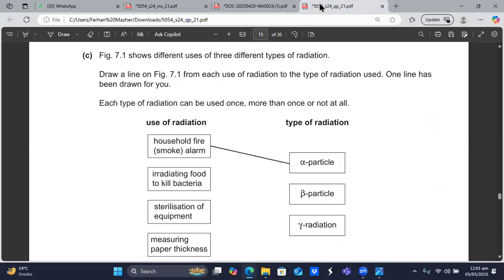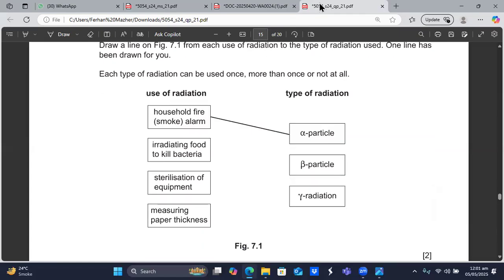One line, from each use of radiation to the type of radiation used, has been drawn for you. Each type of radiation can be used once, more than once, or not at all. Household fire smoke alarms use alpha particles because alpha particles have very low penetration power. Irradiating food to kill bacteria and sterilization of equipment use gamma radiation.